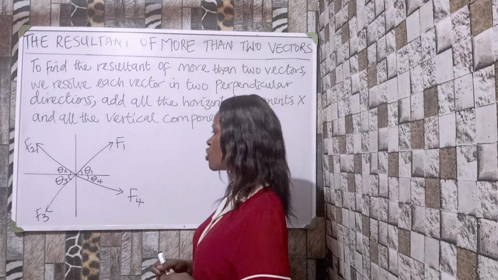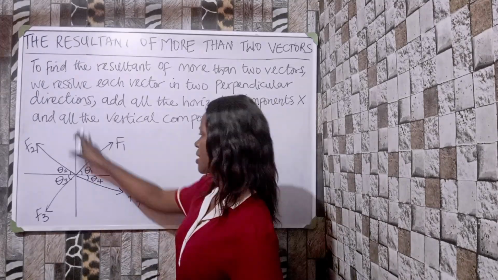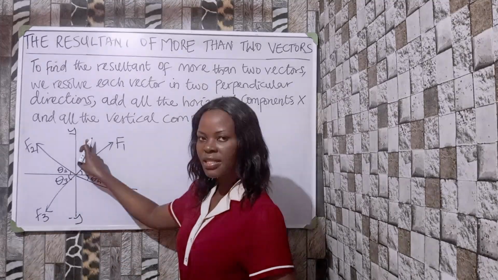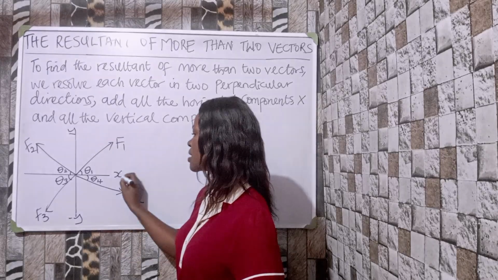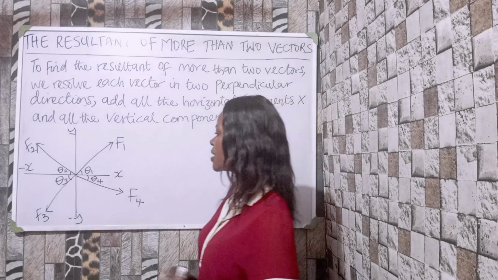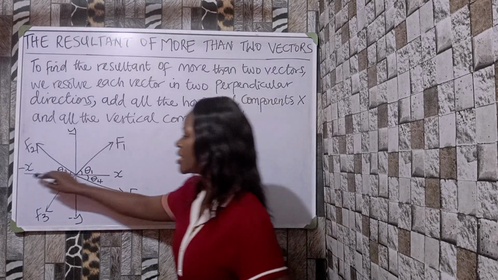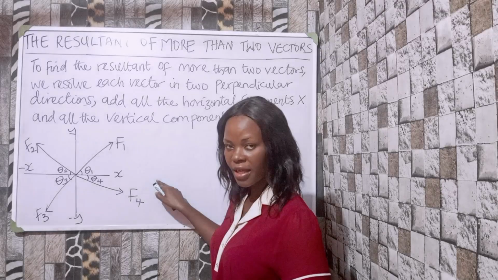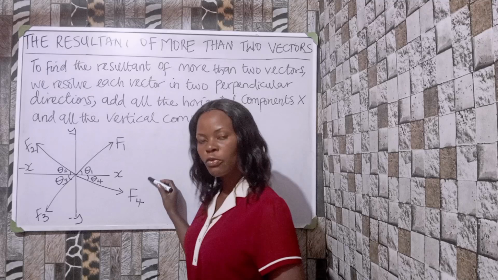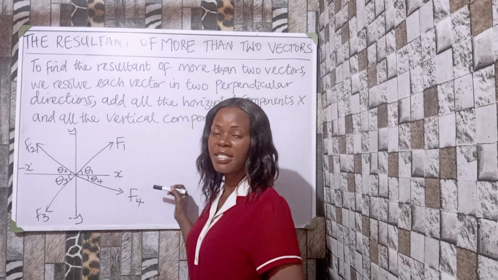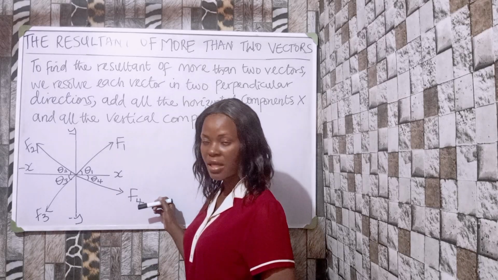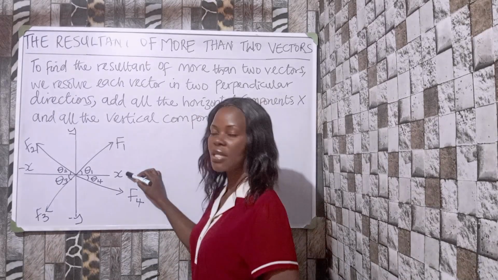If you want to resolve into horizontal components, I will say that this is vertical. So this is positive y and minus y. This is positive x and negative x. So the horizontal component is positive x and negative x. If I want to resolve these four vectors into horizontal components, we must make reference of the vectors that are in the negative side of the horizontal and the ones that are in the positive side of the horizontal.